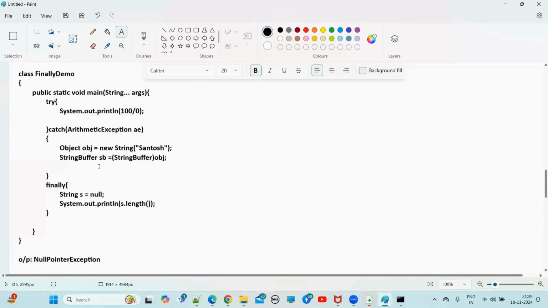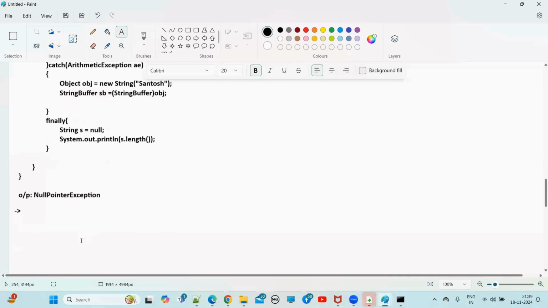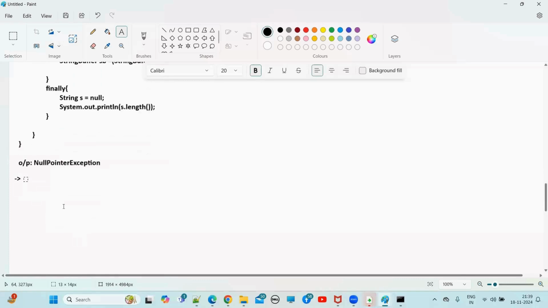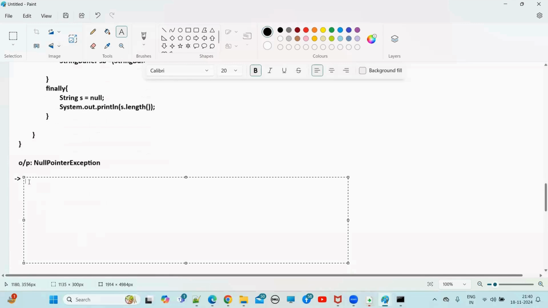So now JVM hands over these two objects, the class cast exception object and the null pointer exception object, to the default exception handler, because we don't have any exception handling logic. JVM doesn't know how to handle this, so it hands over to the default exception handler. Now the default exception handler can handle only one exception at a time, which is the most recently raised exception. Which one is it? Null pointer exception. So that's why we are seeing the null pointer exception info. Clear, sir. Thank you, sir.